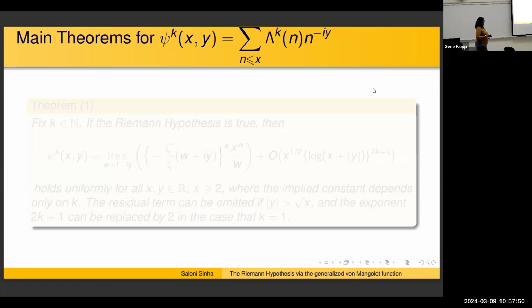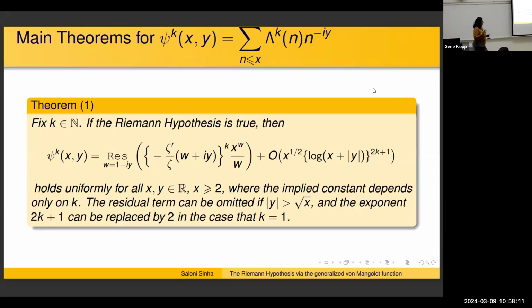Okay, so building up to the actual statement of the result. So yeah, my advisor was like, make sure your audience understands what the result is. So psi power k is basically the partial sum associated with lambda power k. So the first theorem is, if the Riemann hypothesis is true and k is any natural number, then this is the sort of form that we get for the partial sum. So the partial sum is right here.